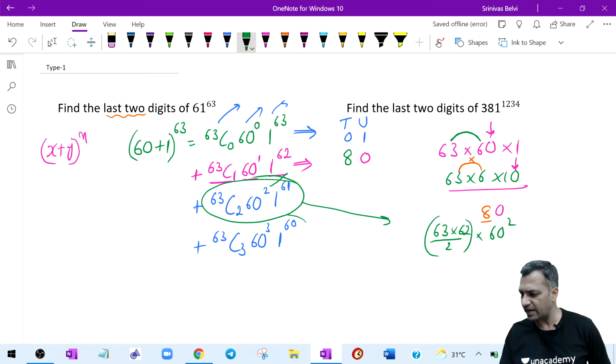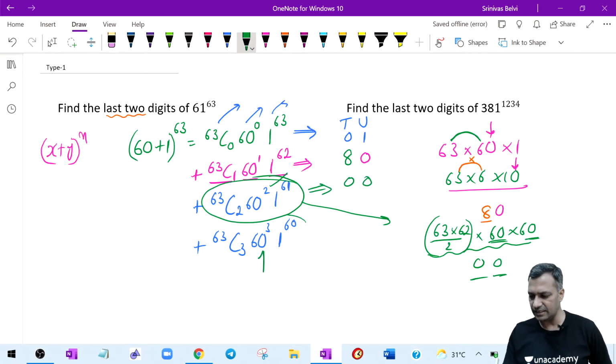So at 60 square, when I write 60 square, I understand that the last two digits are zeros. Why? What is 60 square? 60 square is nothing but 60 into 60. Therefore, what will be the last two digits of this particular product? Invariably, the last two digits are 0. Hereafter, if I see 60 cube, naturally the last two digits are 0.